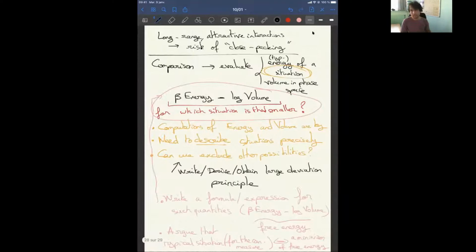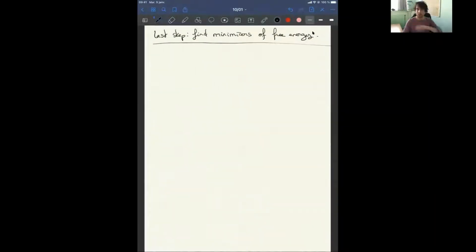So a large deviation principle for these questions of statistical physics would typically require giving some kind of explicit expression for this, and then proving rigorously that this is really the quantity that determines whether you're in a typical situation or not, and then finding among all phase space the situations that have the best free energy, and that will be the answer.